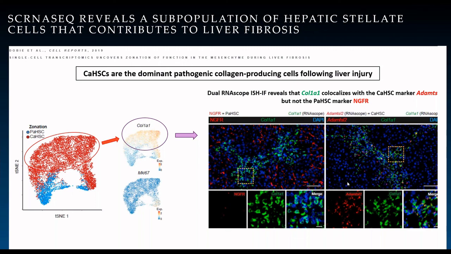On the other hand, by using markers for the central vein hepatic stellate cell population, they were able to show that these collagen-producing cells were the same as these ADAMTS positive cells, indicating that the cells producing this collagen and responsible for fibrosis are the central vein hepatic stellate cell populations. So what they were able to see and understand through single cell sequencing, they were able to visualize and confirm using ISH technology.